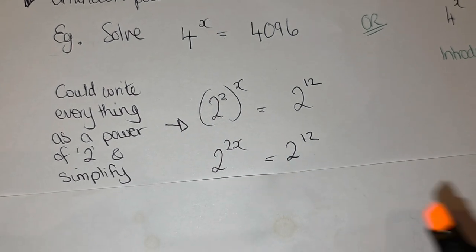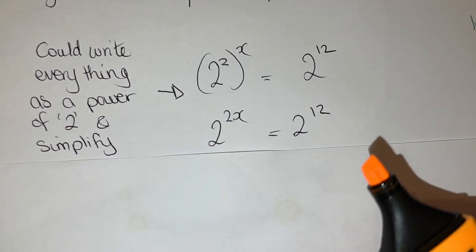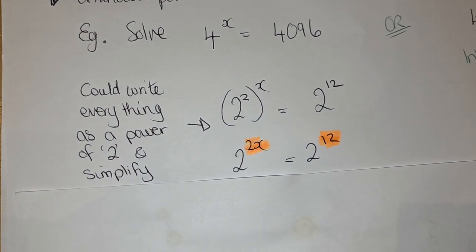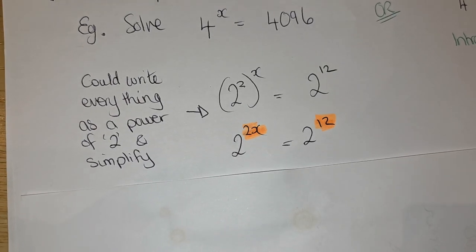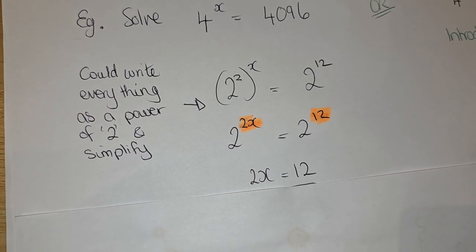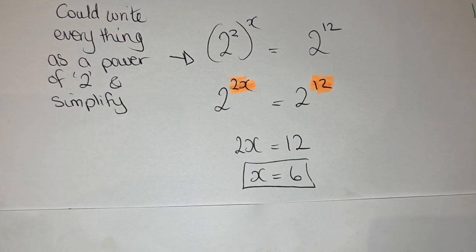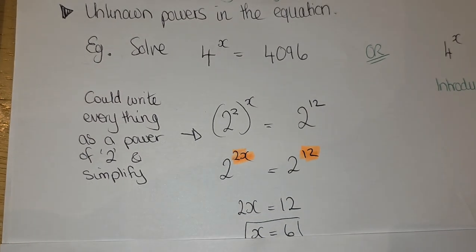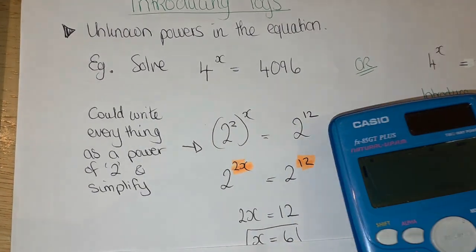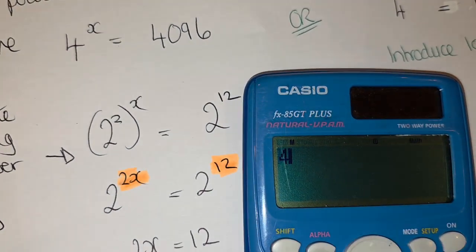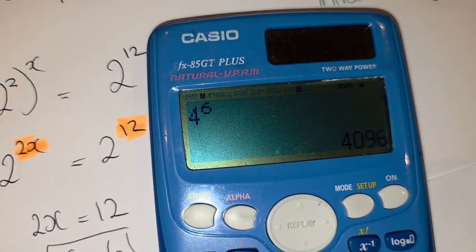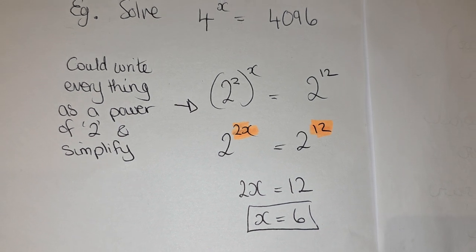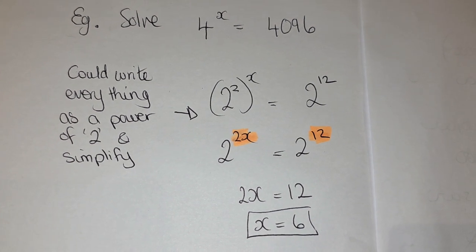And at this stage, when you have the same base number on either side of the equals, you can let the powers equal each other. So 2x must be equivalent to 12. So create a new equation, 2x equals 12, divide across by 2, and you will get x is equal to 6. So I've now found my solution for x, and I can check if that's correct. If I sub it back into the calculator, it was 4 to the power of 6. What does that give me back? I get 4096.